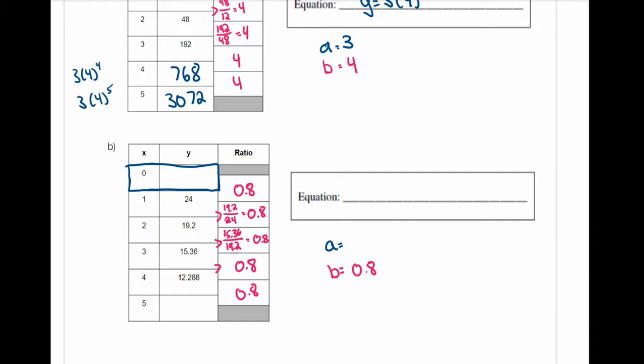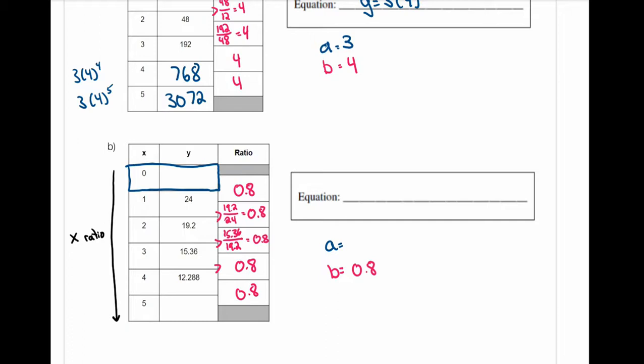Now, to help me figure out the other values, I can use that ratio. And the way I use the ratio is, if I'm going down in the table, I'm multiplying my value by the ratio to get the next value. So 24 multiplied by 0.8 gives me 19.2. 19.2 multiplied by the ratio gives me 15.36, and so on.